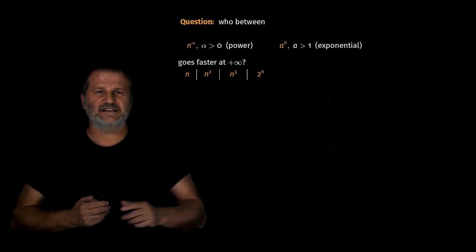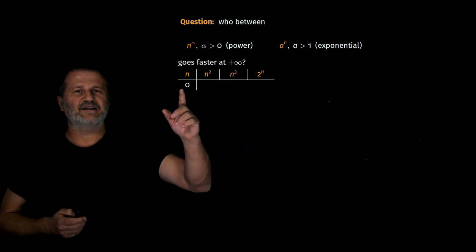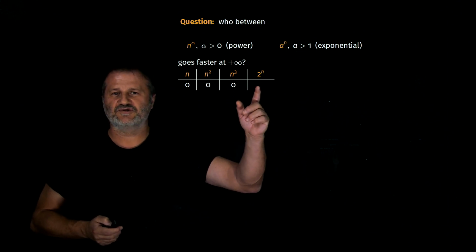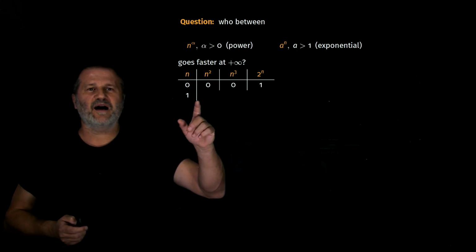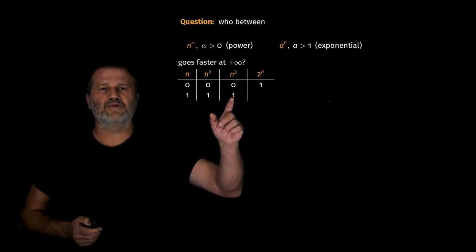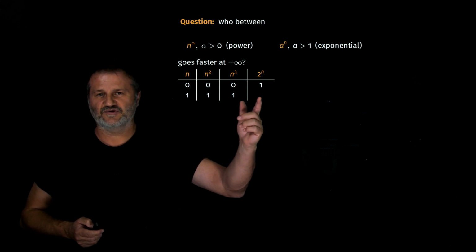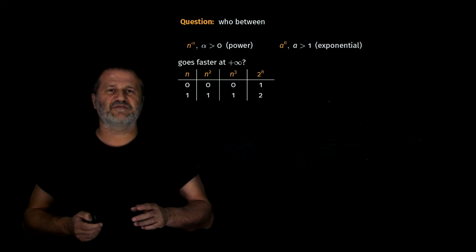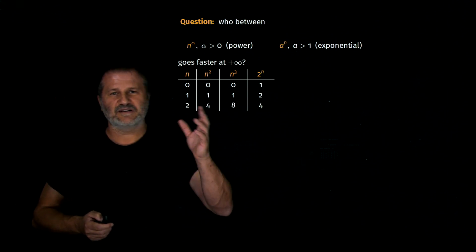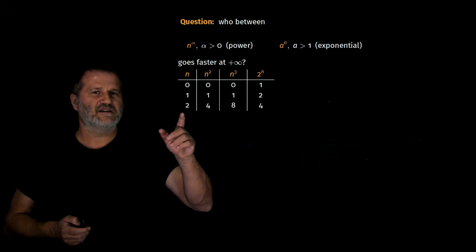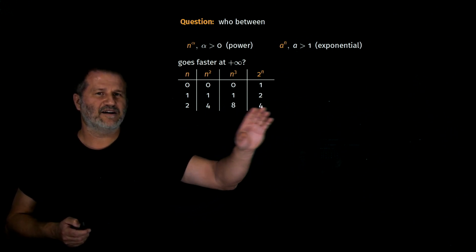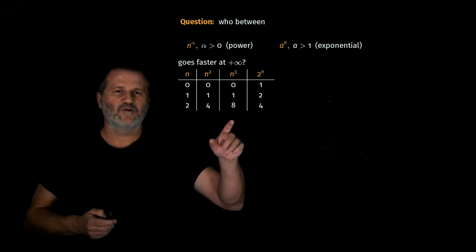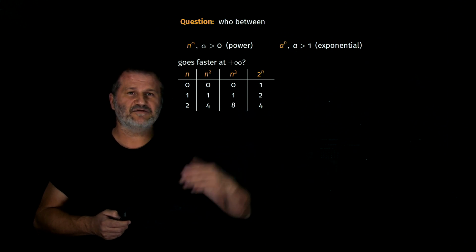So let's start with the race. For n equals 0, n squared and n cubed are both equal to 0, while 2 to the n is 2 to the 0, which is 1. For n equals 1, again n squared and n cubed are both equal to 1, and 2 to the n is 2 to the 1, which is 2. So basically nothing is happening for the first two values of n. For n equals 2, something changes, because you see n is just behind the other three. n squared and 2 to the n are more or less at the same point, while n cubed seems to take the lead of the race.